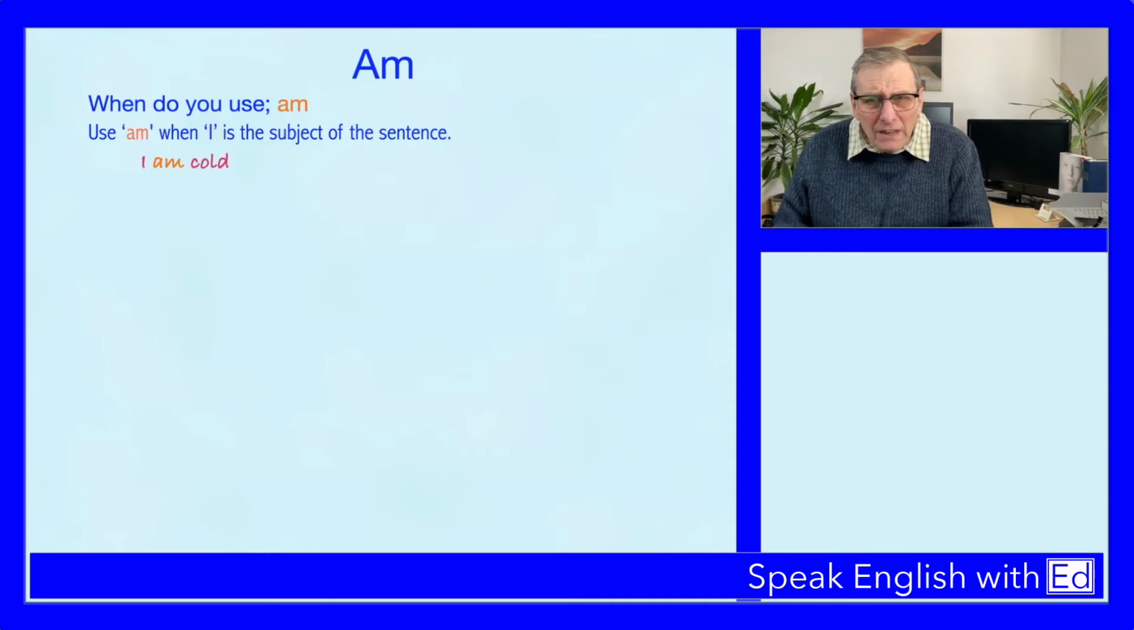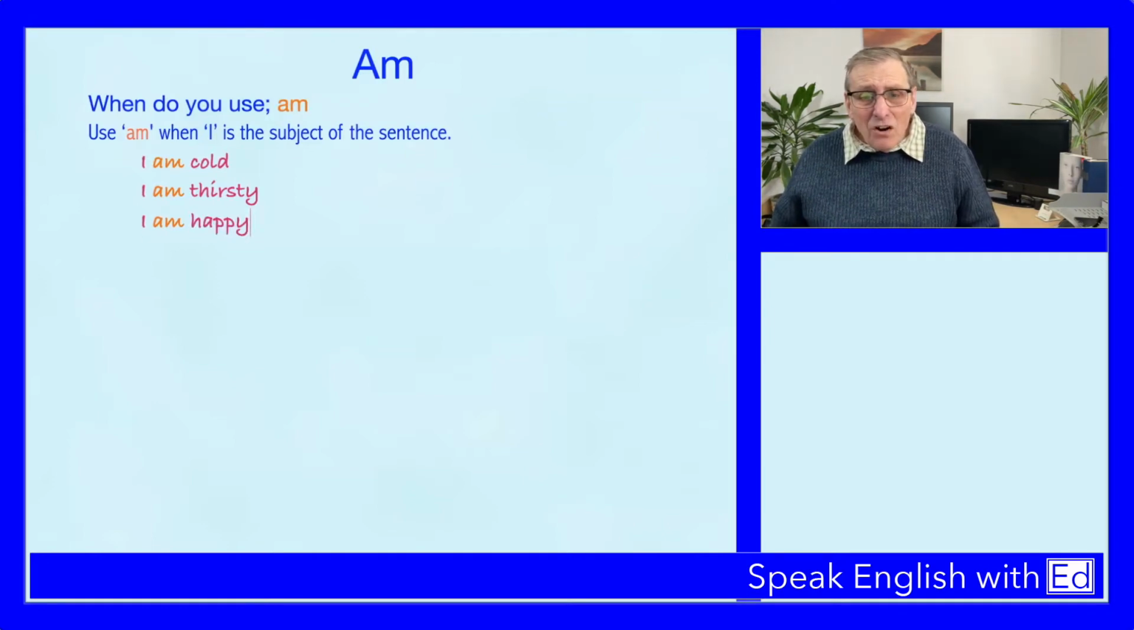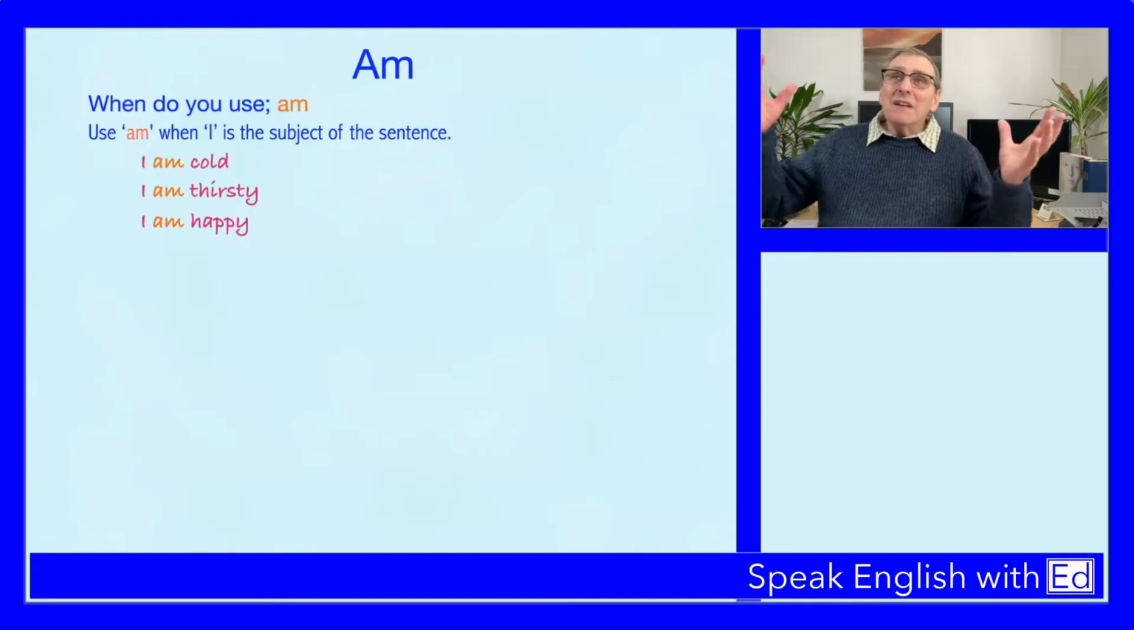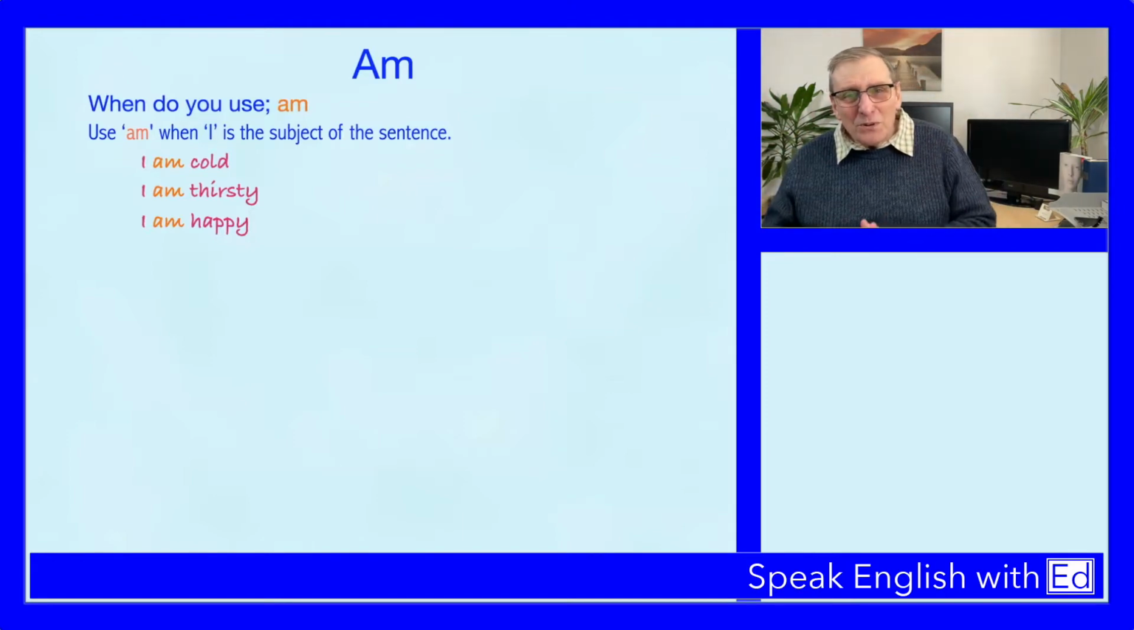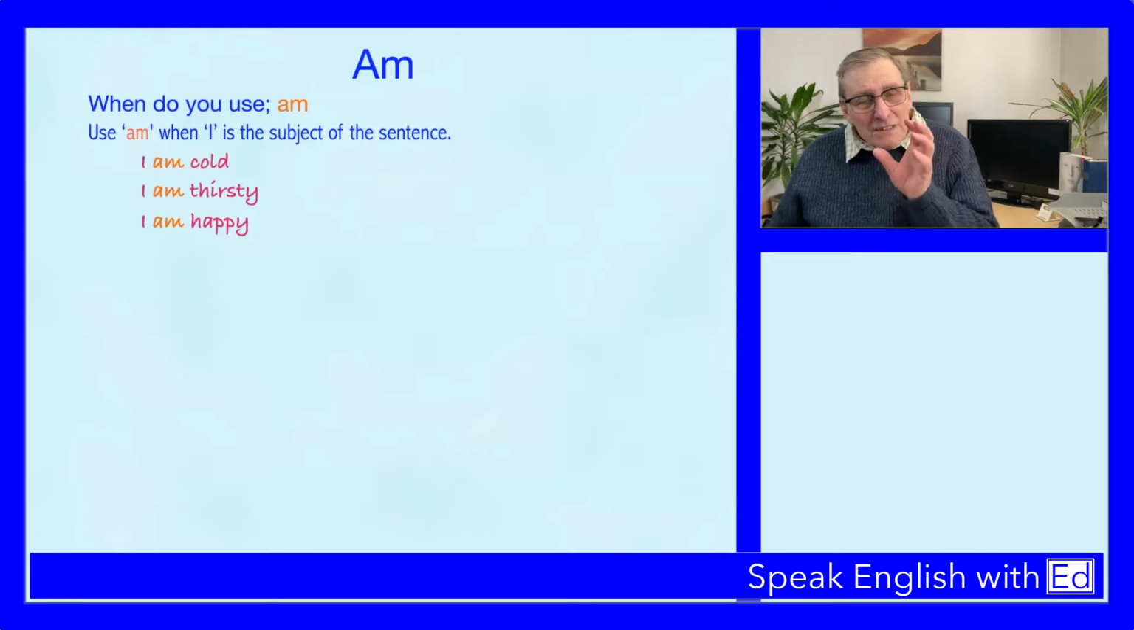And you can use I am thirsty. That's another one. I am thirsty. Or I am happy. I'm happy today. I feel great. I'm on top of the world. I'm learning English. And I'm really, really happy. Okay, so that's I am.